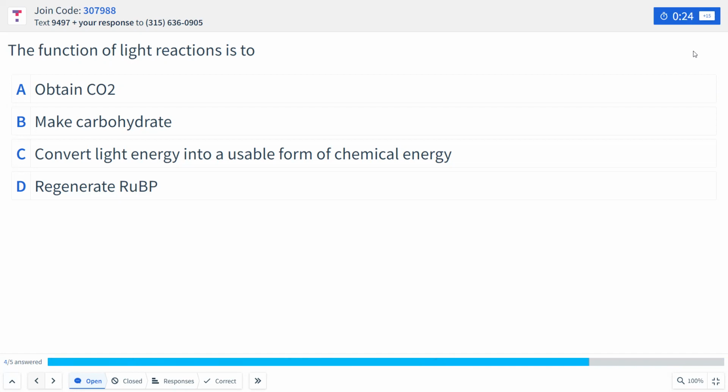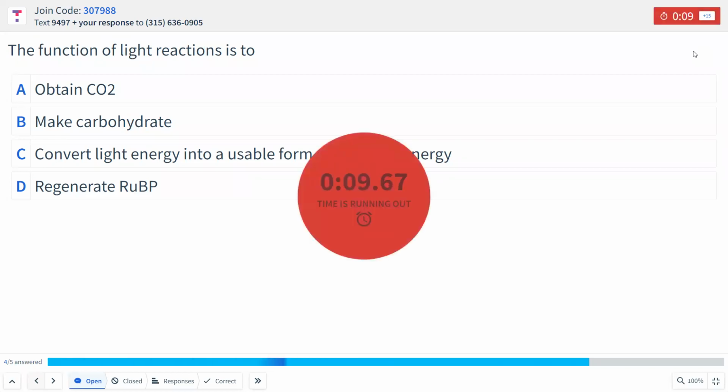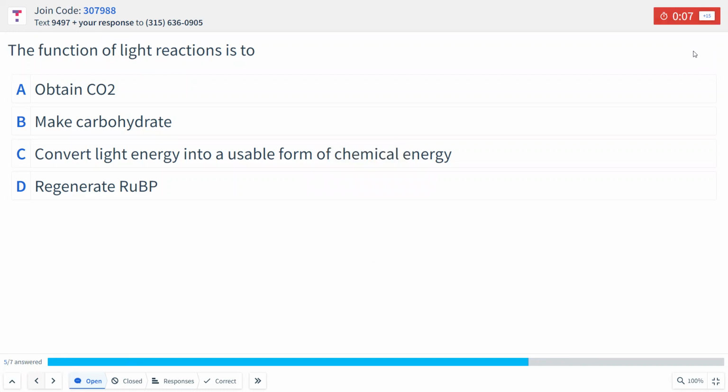The function of light reactions is to do what? Obtain CO2, make carbohydrate, convert light energy into usable form of chemical energy, or regenerate ribulose 1,5 bisphosphate. Okay.